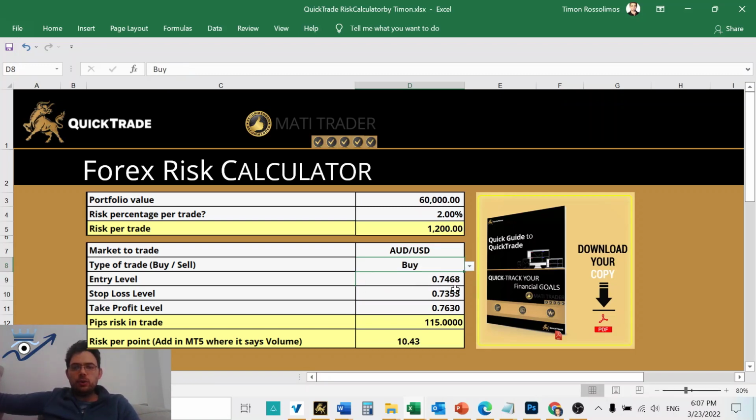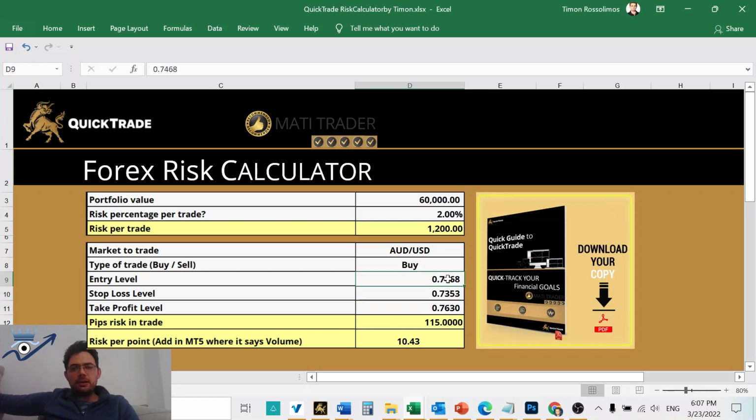And then you put in your entry, stop loss, and take profit. So I sent out an AUD USD trade today to my premium MetaTraders, and I told them to get in at 0.7468, set a stop loss at 0.7353, and set the take profit at 0.7630. So there is a 1.5 risk to reward ratio, which tends to work well with Forex because there's high volatility in Forex compared to shares.